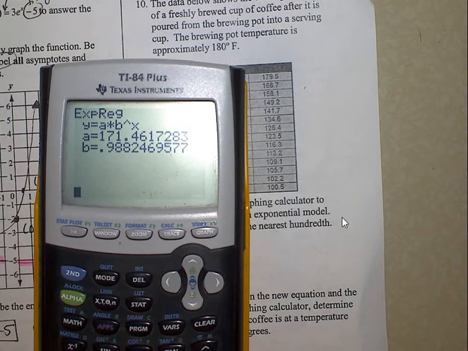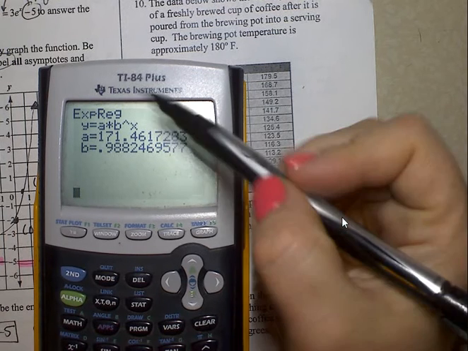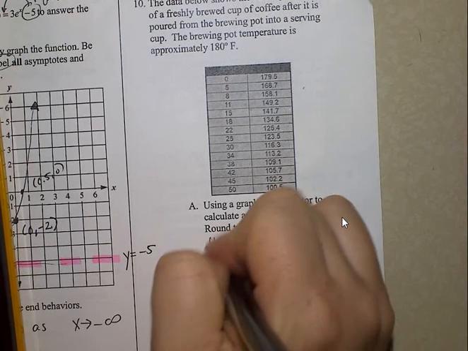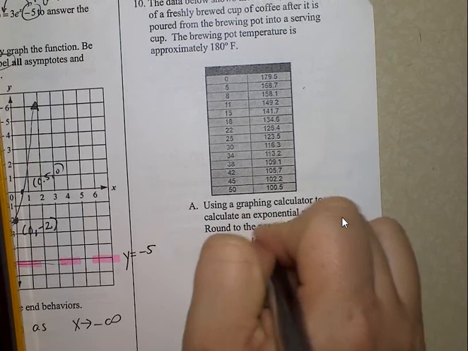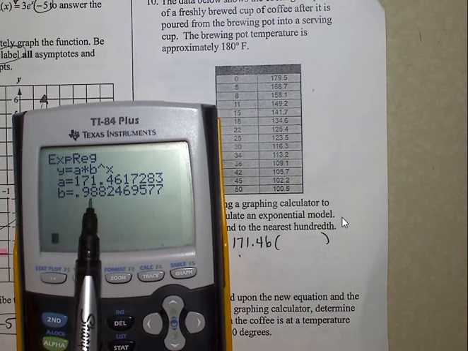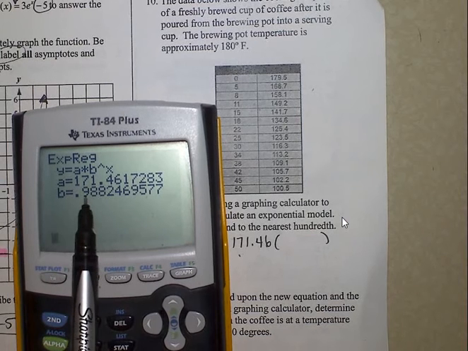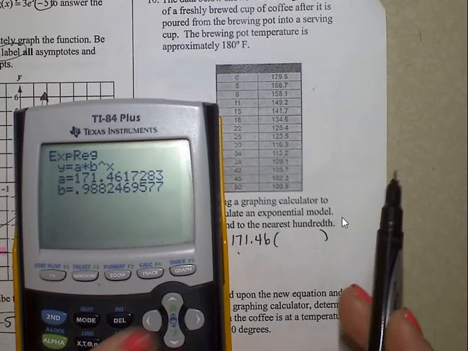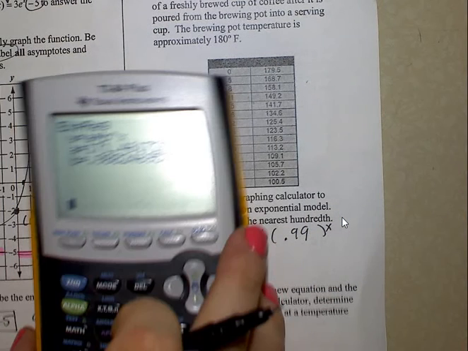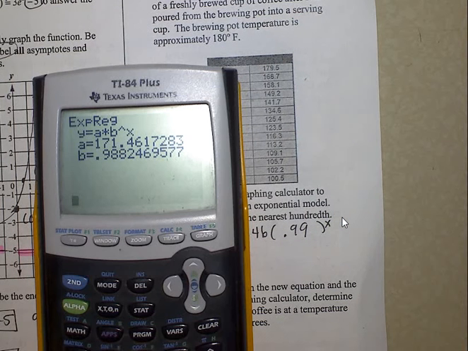Okay, so now we need to round to the nearest hundredth. That means it's 171.46. So y equals 171.46. That's the initial value, times the rate. Round it to the nearest hundredth is the key. 0.99 raised to the x. Then leave this on your calculator. If you didn't get this, it just means you messed up and plugged in one of the numbers, or you didn't go to exponential regression.